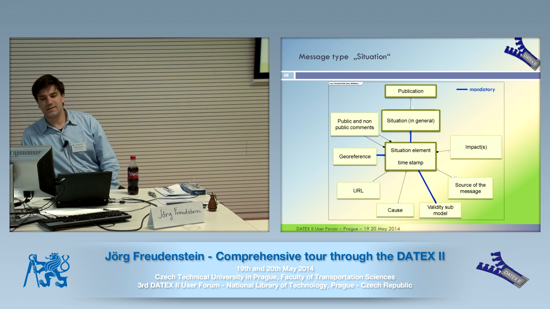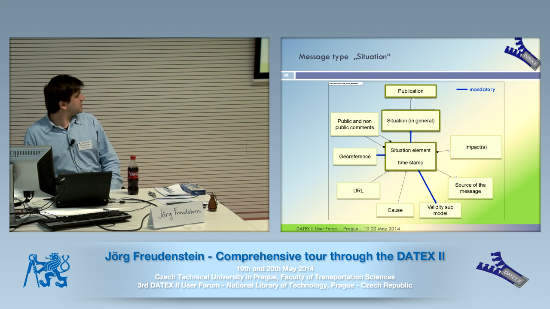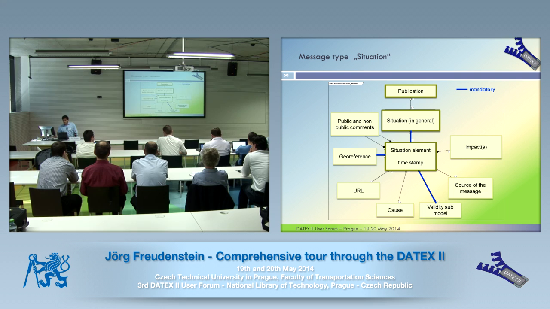You will have some information on the impacts. That means if there are lanes closed, if there are lanes blocked, roads blocked. You will have some information about the source of the message, who reported it, or where it came from. You will have information about the validity. I will show this validity model later on.